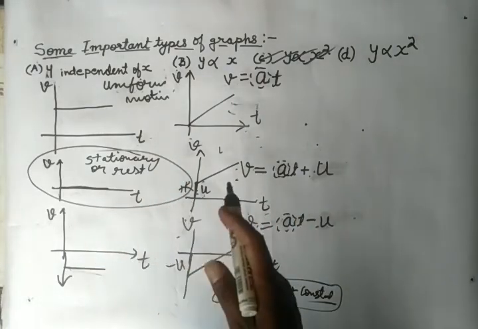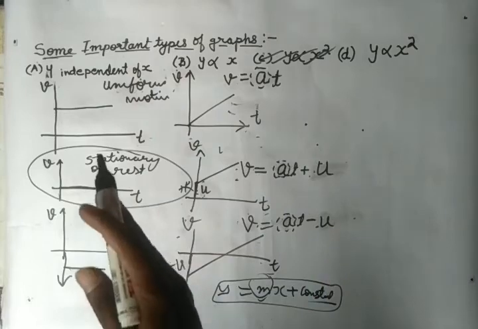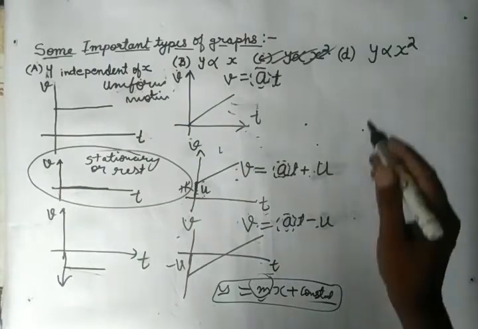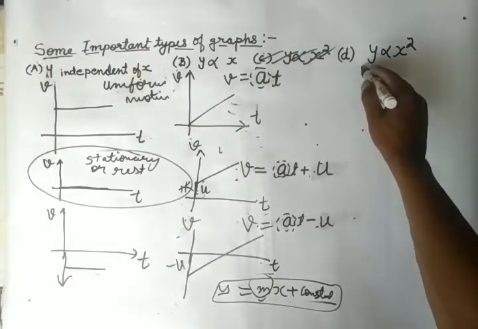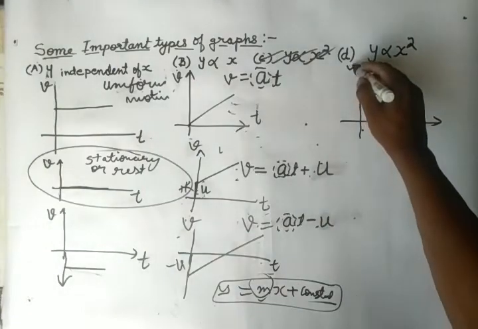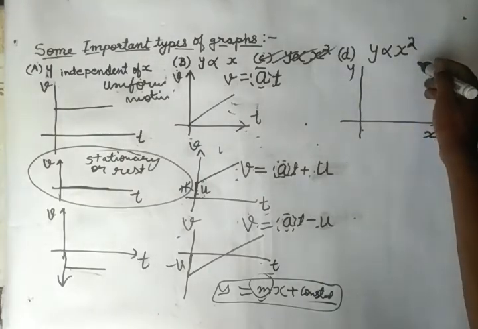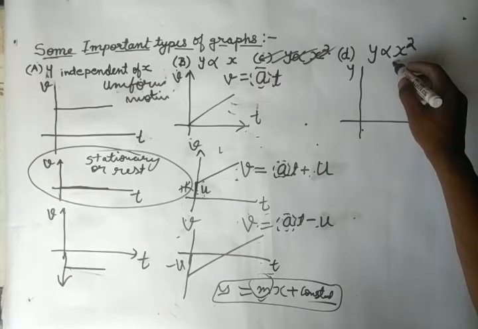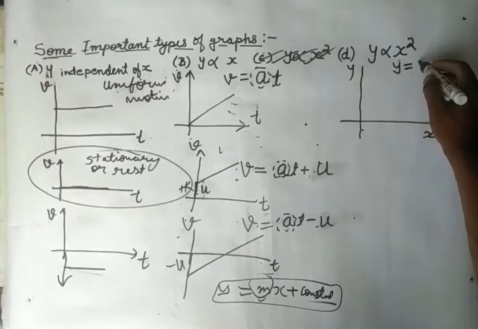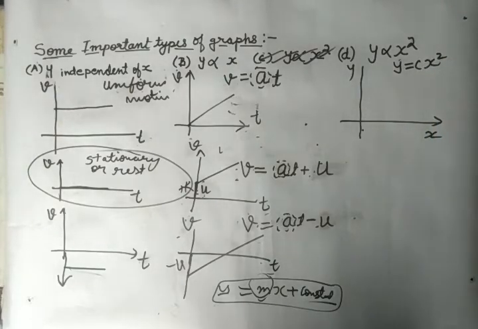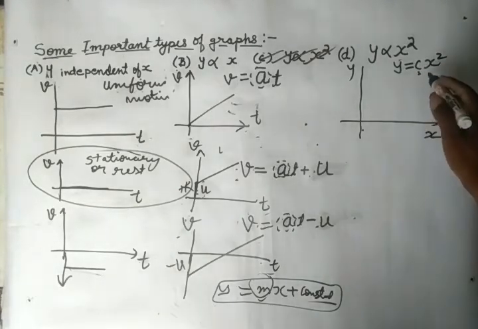Right now, I just want to tell you what is the difference between these two, and what is their difference with this third case. So y equal to x square. It is y, it is x. Now y proportional to x square, if we remove the proportionality sign, it will become some constant c into x square. In this case, this c is the proportionality constant.